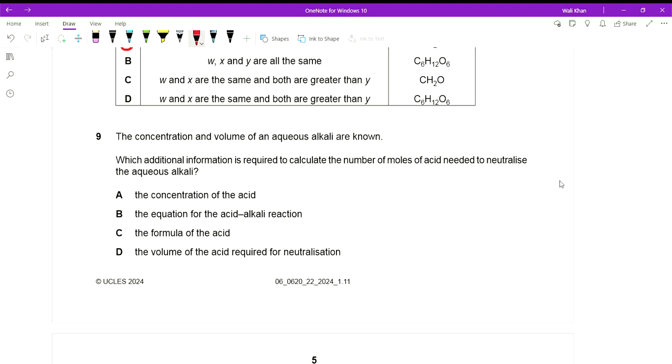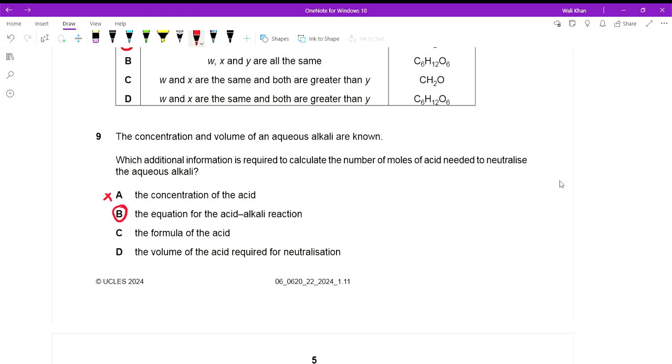The concentration of the acid? No, it is known. The concentration and volume of an aqueous alkali are known. Which additional information is required to calculate the number of moles of acid needed to neutralize the aqueous alkali? Concentration of the acid? No, because the concentration of the acid doesn't matter. Equation for the acid-alkali reaction? Yes.